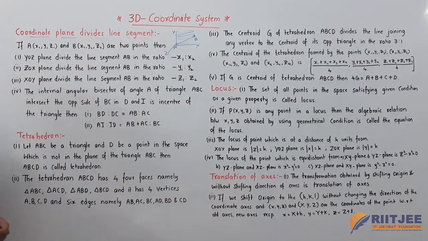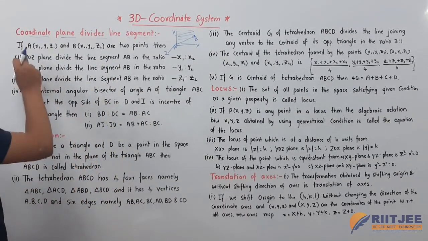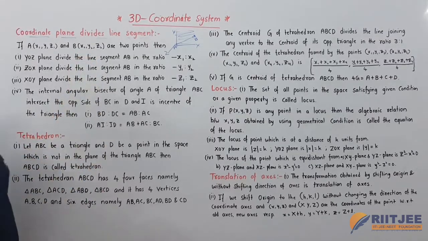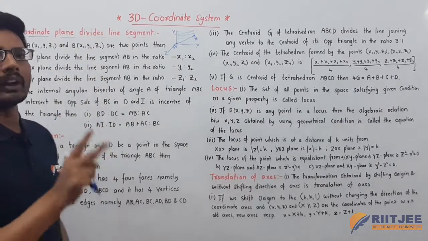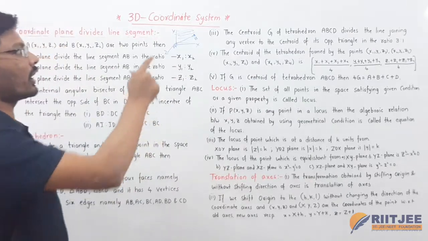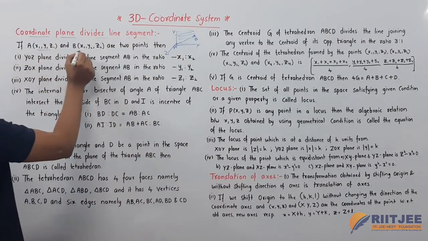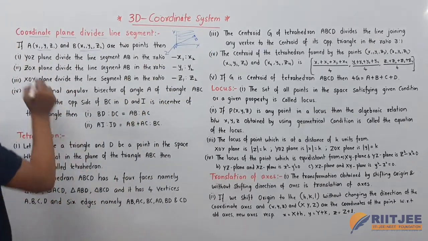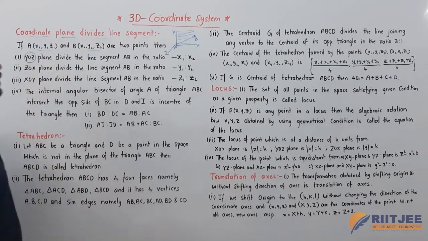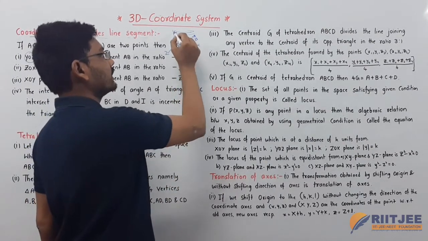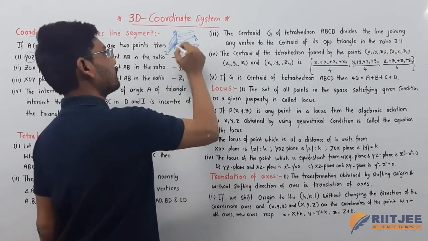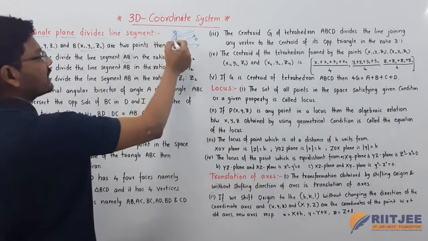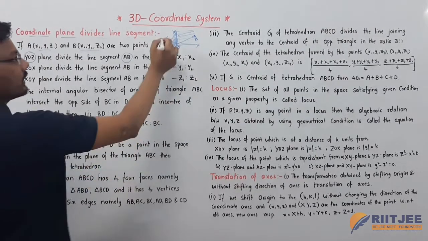So in that way we have several cases. The first one: if A is (x1, y1, z1) and B is (x2, y2, z2), these are two points of a straight line AB in a 3D coordinate system. Now the first plane is the YOZ plane. This plane divides the line segment AB. This is the line AB.